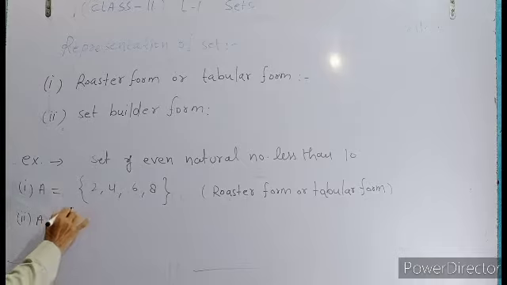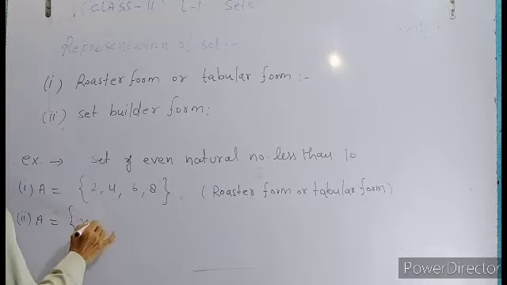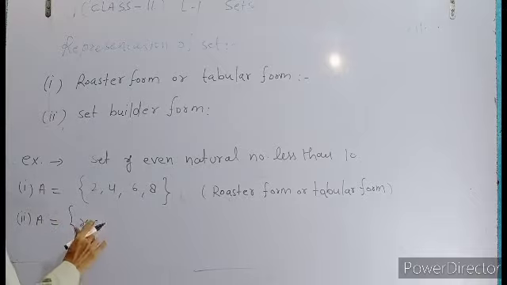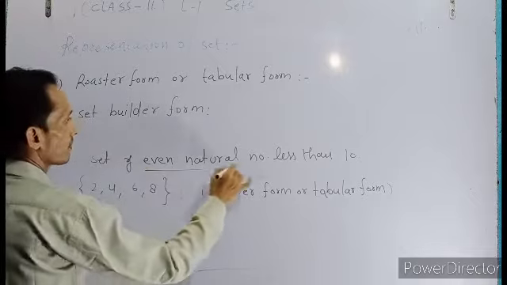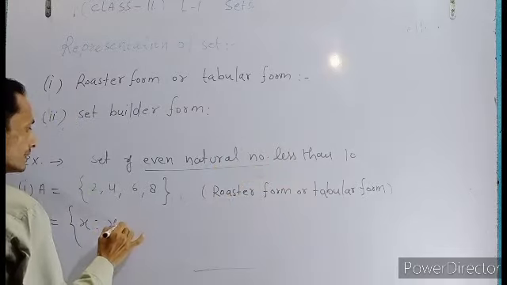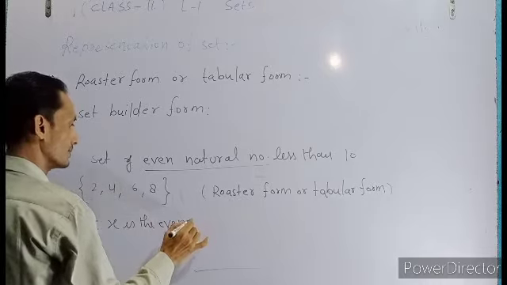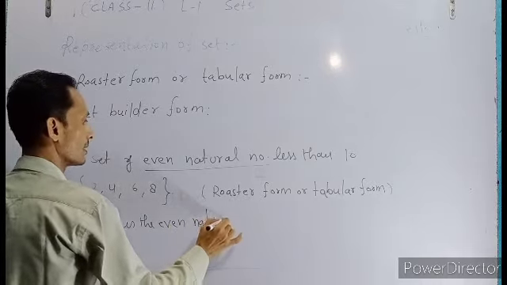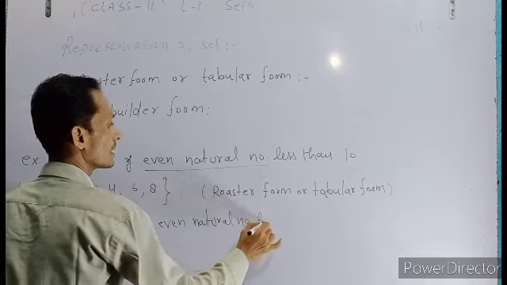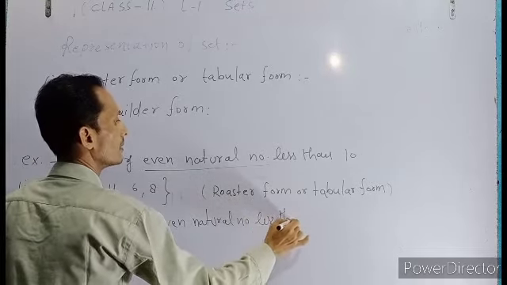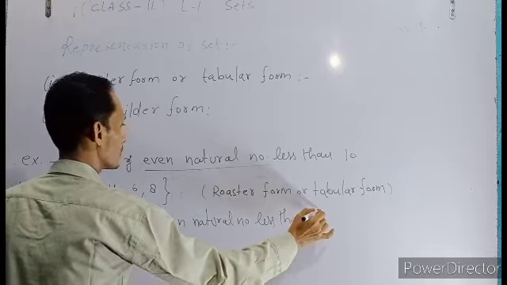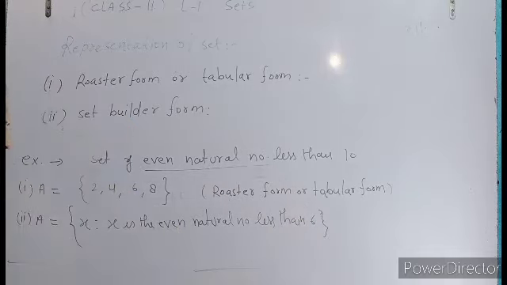In set builder form, we use a single property that holds for all elements. Suppose A equals x such that, and after that we write the property of the elements. The property is even natural number less than 10. What can we write? x is an even natural number less than 10. That is called the set builder form.